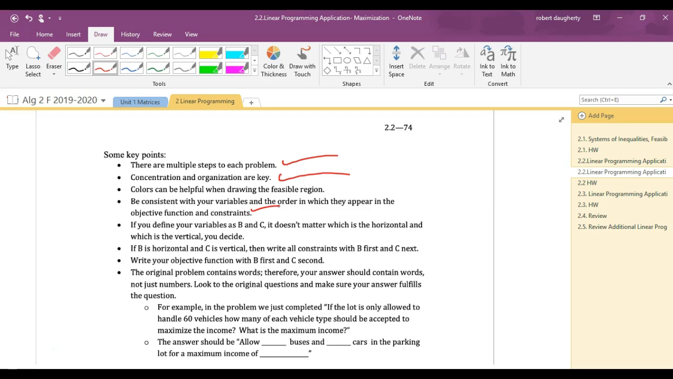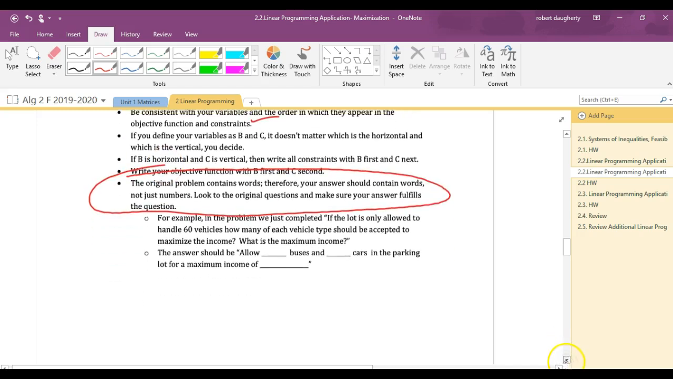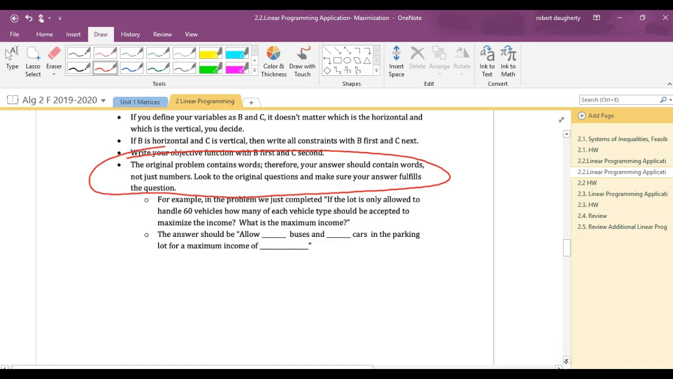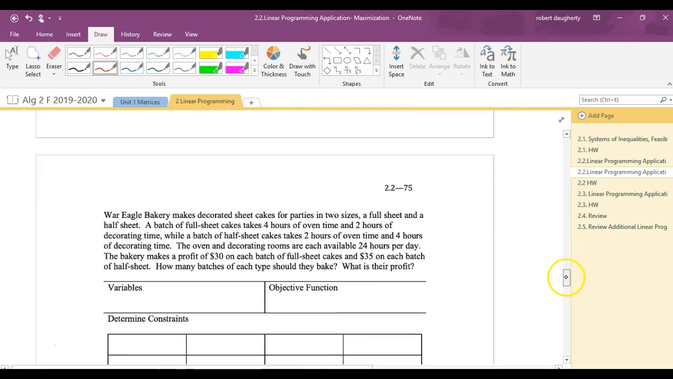The original problem has words in it. Your answer has words. And make sure you answer. Go back before you're done and answer the original question. So in this problem, it said if the lot is allowed to handle 60, how many of each vehicle type? So your answer should say something like, 10 buses and 50 cars in the parking lot for a maximum income of $200. Our answer basically said that. So you want to make sure that your answer precisely answers the question.